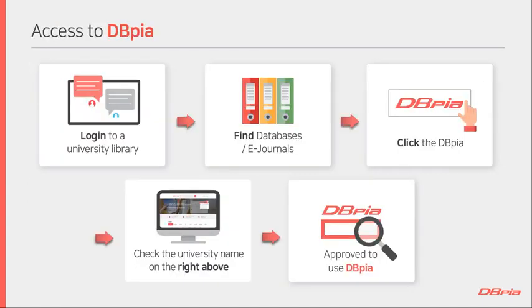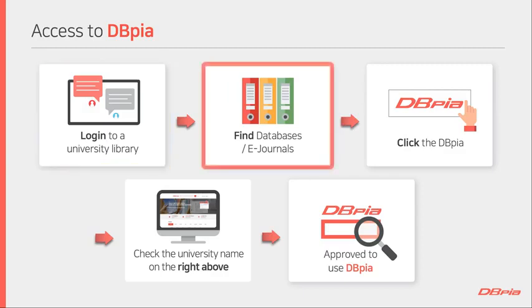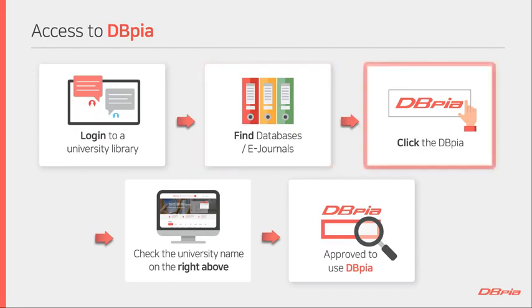Now I will explain how you can access DBpia. First of all, you must log into your university library and then find the database or e-journal category on the library website. After you click it, check letter D to find the DBpia banner. If you click the DBpia banner, it will automatically open the DBpia website.